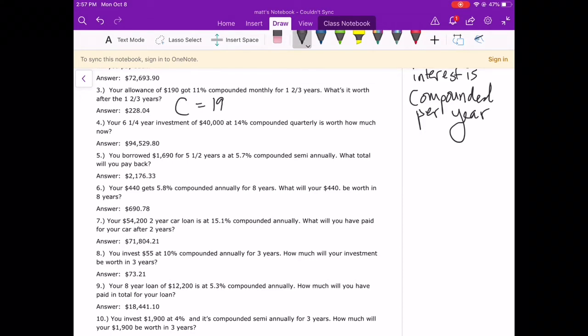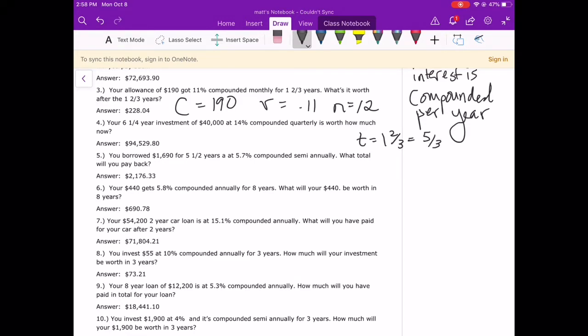$190. Our rate is going to be 0.11 because I changed that to a decimal from 11%. And then it says compounded monthly, so that means there are 12 months in a year, so my n value is going to be 12. And then it says for 1 2/3 years. So that's a t value of 1 2/3. Well, right away, I'd love for you to recognize that that was 5/3 as an improper fraction, or if you turn that into a decimal, that's okay with me.